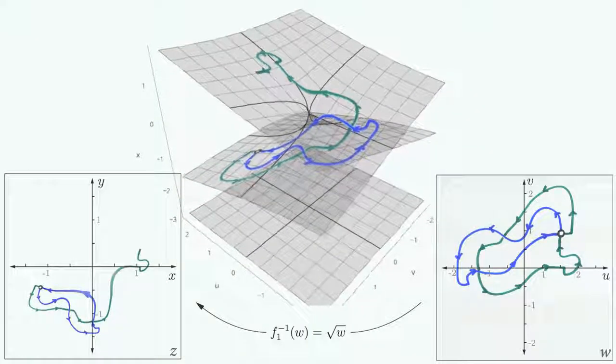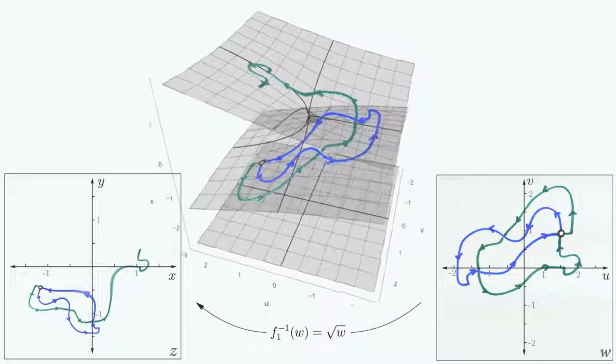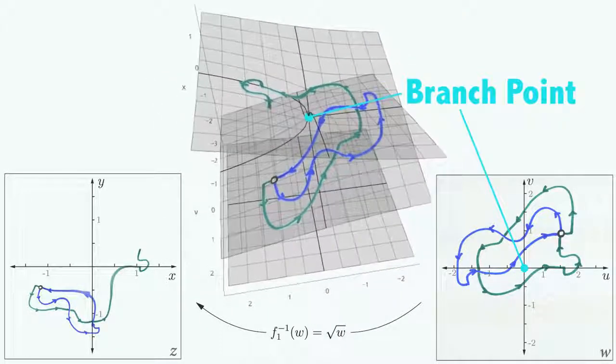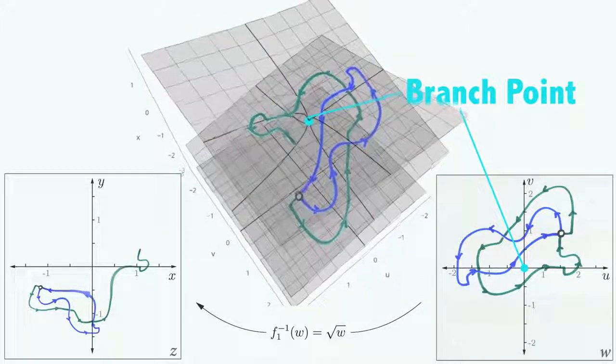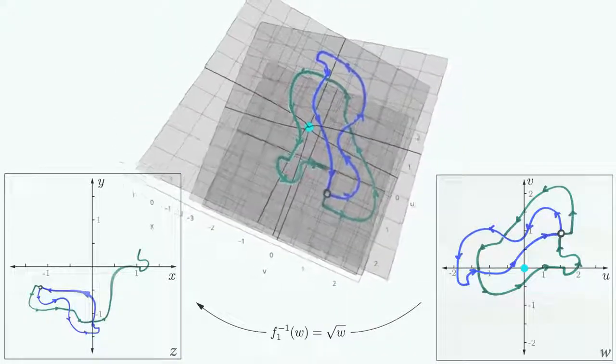More specifically, paths that go around the central point on our Riemann surface end up on new branches. This point is called a branch point. Branch points occur wherever the two branches of our function have the same exact value, and can tell us a great deal about how our complex function behaves. For us, this is the point w equals 0.